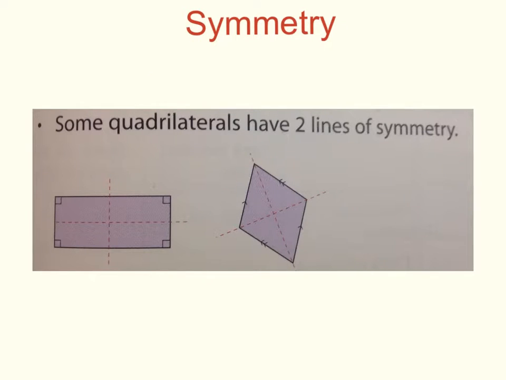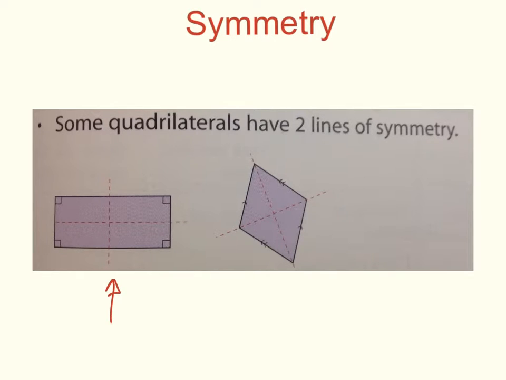Some quadrilaterals have two lines of symmetry. So in this rectangle here, we can see that we could cut it this way, and one side is the exact same as the second side, or we could cut it this way, and we see that this side is the same as the second side there.